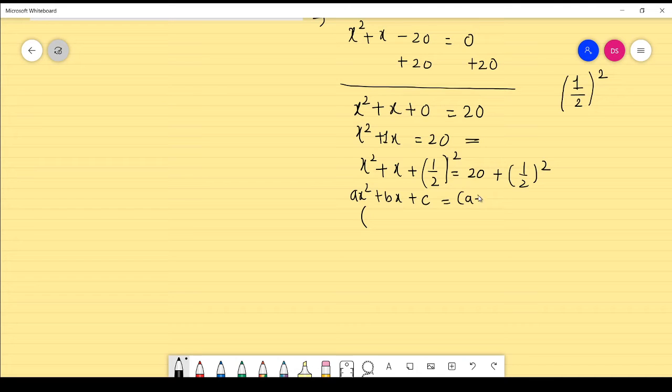A plus b bracket square. Sorry, that is nothing but a square of a which term. So we have x square plus bx plus c. So that is nothing but a, what it is exactly?